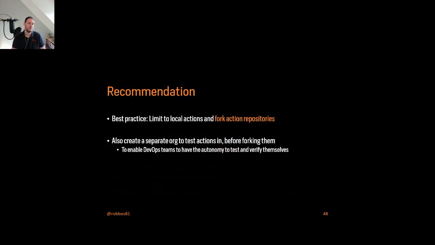And as a recommendation, it's even better to limit it to only local actions or actions in a specific organization, and then fork all the action repositories to them. Make sure you have a separate organization even to test those actions in before you start forking them. That way you can enable your DevOps teams to have the autonomy to take care of whatever inside of those repositories. Got an example later on in this session that dives a little bit deeper in it. But keep that in mind, fork the action repositories, verify what the code is doing, and then only use your forks.